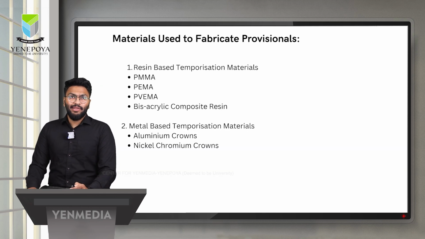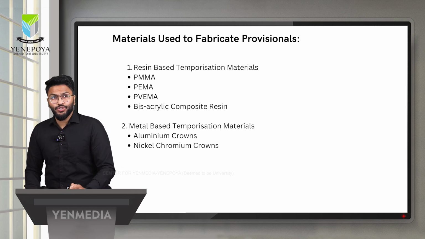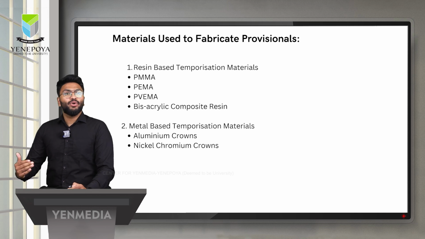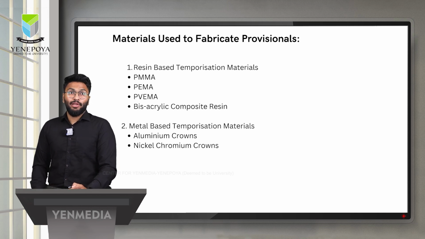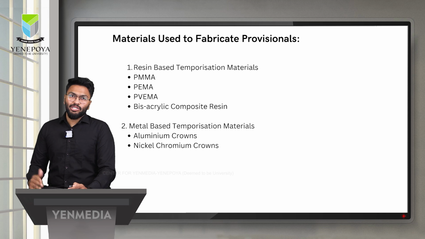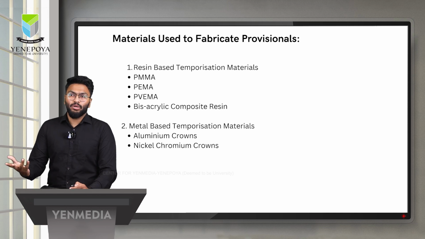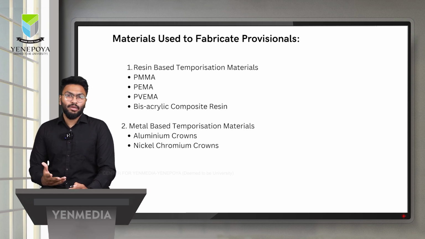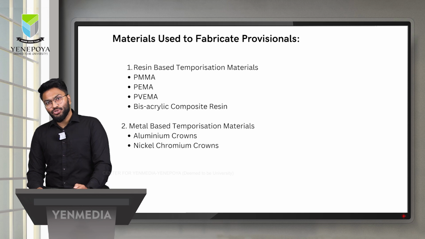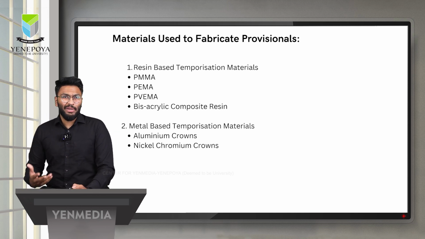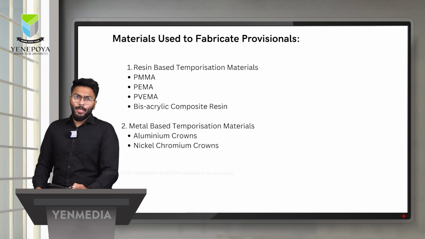Now coming to the different materials used to fabricate your provisional restoration. Basically there are two types of materials. You have your resin material and you have your metal based temporization material. Nowadays metal based temporization materials are not so commonly used. Very rarely, when it comes to pedo patients, or some old patients who can't wait too much, or in very rare situations, we use metal based temporary material.